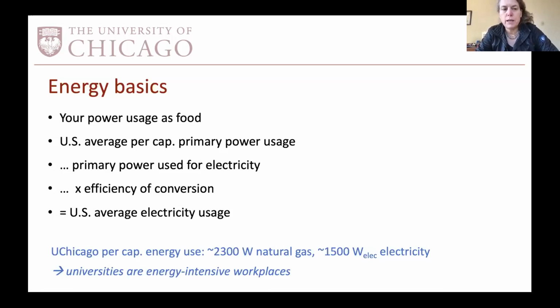So does anybody who hasn't heard my lecture before know what your power consumption as food is off the bat? How big is it? And we'll use watts because watts is a unit that we should all be comfortable with. Okay, so this is what I consider like Energy 101 that everybody with environmental interest should know.